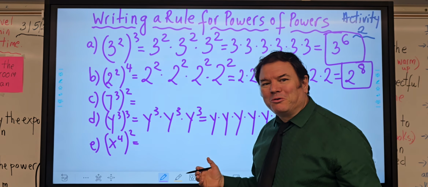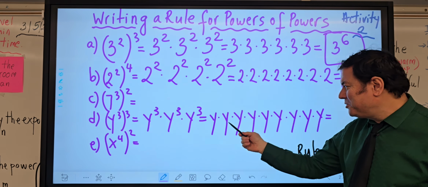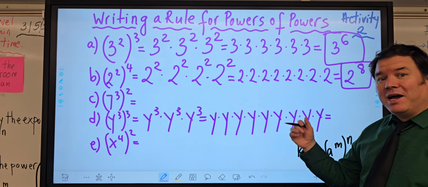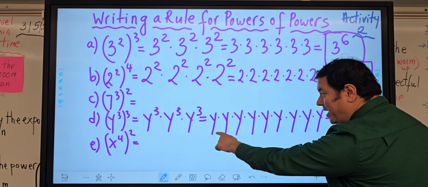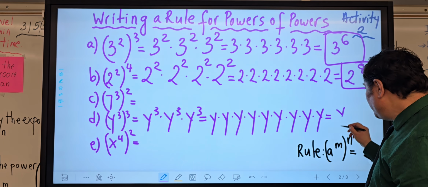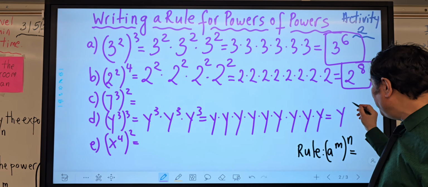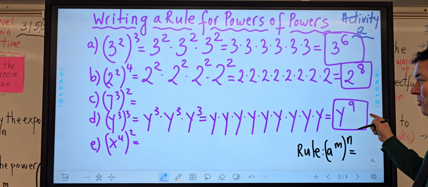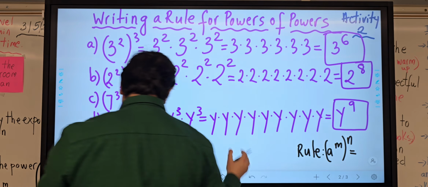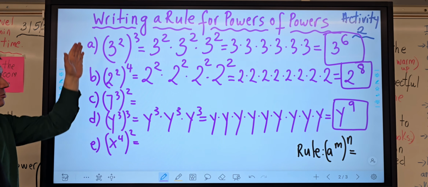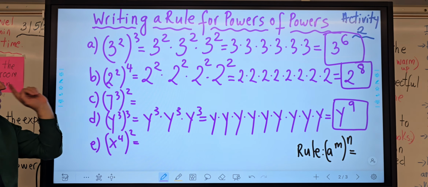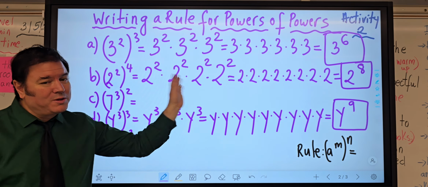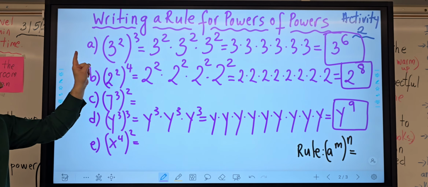And now let's count all the y's here. We have 1, 2, 3, 4, 5, 6, 7, 8, 9. So we have 9 y's, the base would be y, and the exponent would be 9. So our answer would be y to the 9th power. And now let's come back here to the initial examples, and let's see if we can find a rule for this so we don't have to do all this hard work. So take a look here.